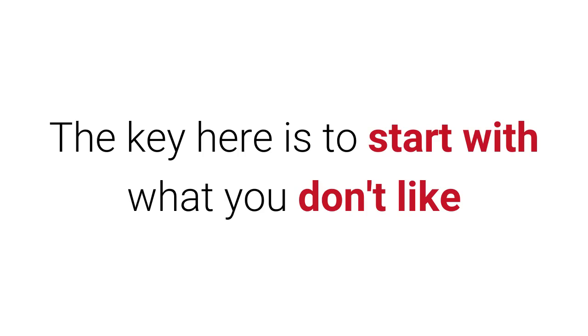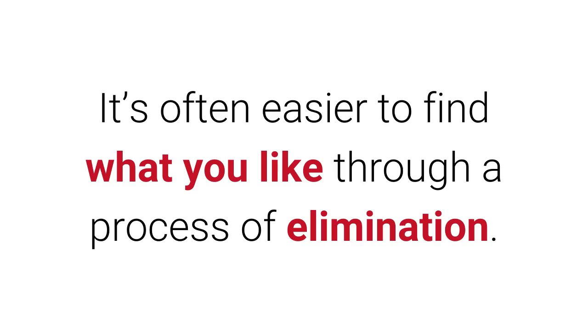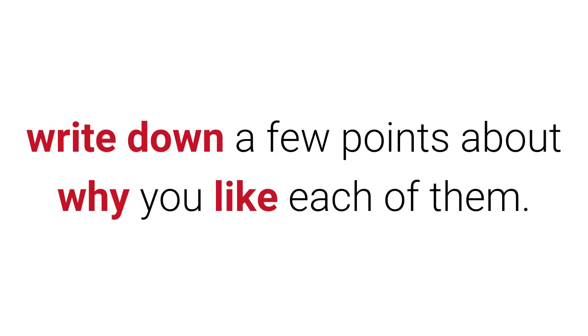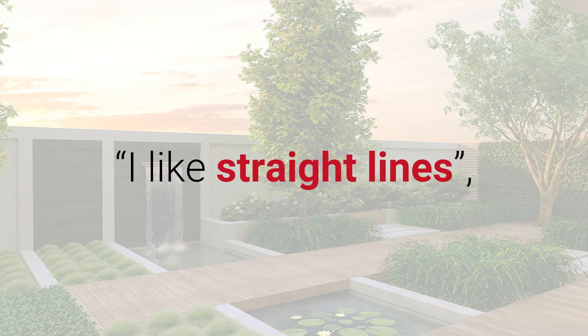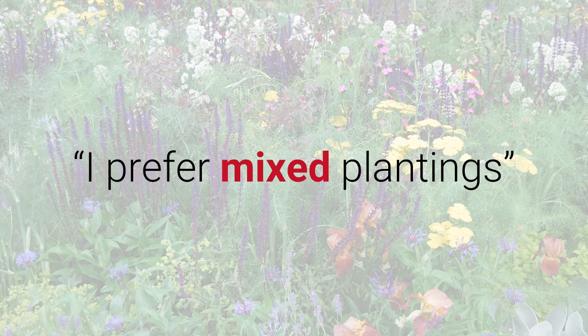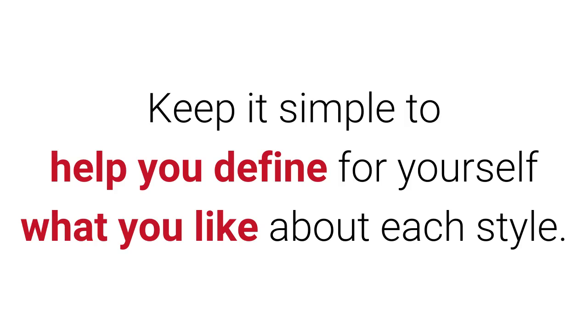The key here is to start with what you don't like, and cross off anything that doesn't appeal to you first. Keep narrowing down options until you find a few core styles you do like. It's often easier to find what you like through a process of elimination. Once you have a few basic styles, write down a few points about why you like each of them. It can be really simple. I like straight lines, I like natural shapes and curves, I love colour, I prefer mixed plantings, I prefer mass plantings. Keep it simple to help you define for yourself what you like about each style.